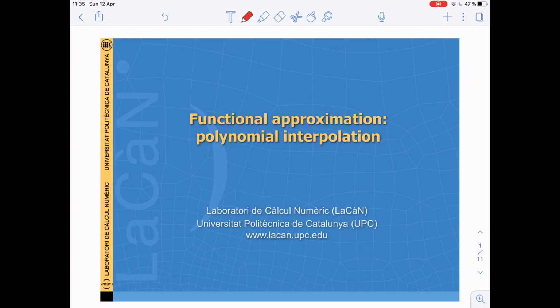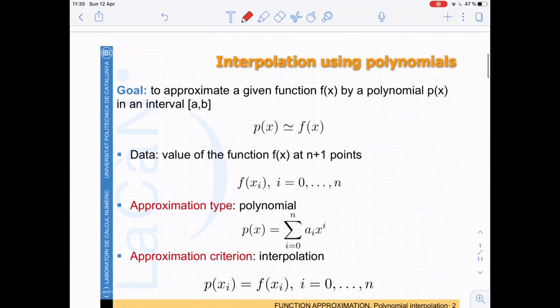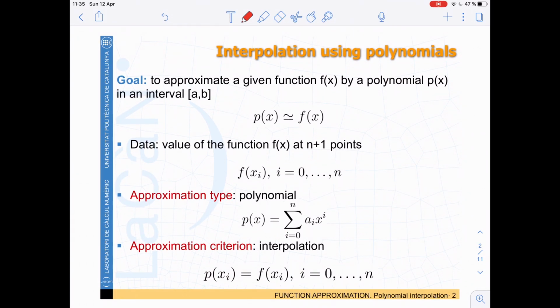Hi, in this video we're going to discuss polynomial interpolation. Now, after what we saw in the introduction video, the name says it all. We want to combine interpolation as the approximation criterion with polynomials as the approximation type. As we know, the input are n plus 1 points xi together with their images f(xi) for i going from 0 to n.